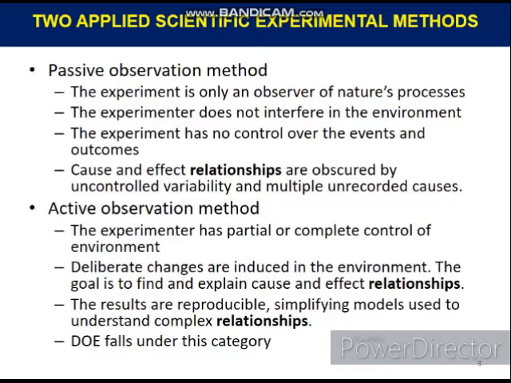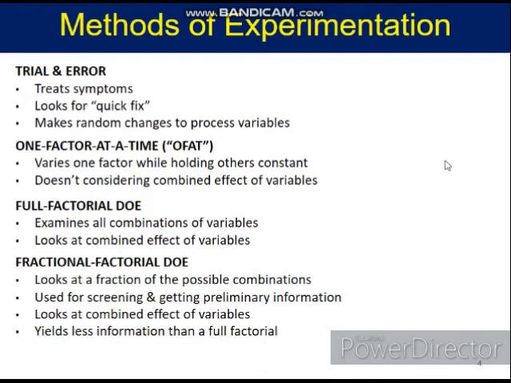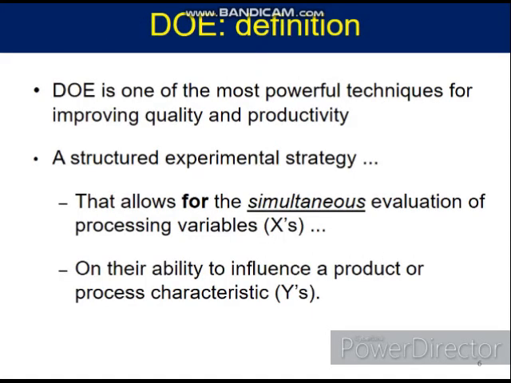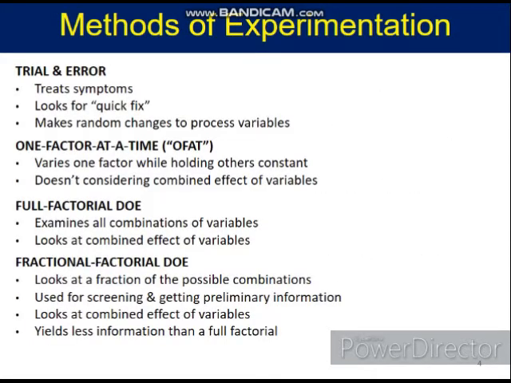So DOE, design of experiment, falls under the active observation methods, right? So from now onwards, what we're going to do is basically talk about design of experiment in the active observation methods. Basically, there are many methods that can be used for those experimentation modes. So I'm listing some of them. So these are methods of experimentation. The first method that sometimes people use is the trial and error method.